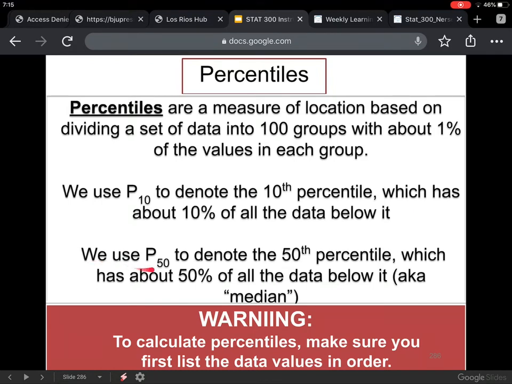Here's another example. We use P sub 50 to denote the 50th percentile, which has about 50% of the data below it, or above it, because this is actually the median. If you think about it, 50th percentile means you're halfway, and that means 50% are below the data point. You're at the median, or you are the median. Really quick warning here. To calculate percentiles, make sure you first list the data values in order. That's very, very important. List the data values in order so that you can go from least to greatest, right?